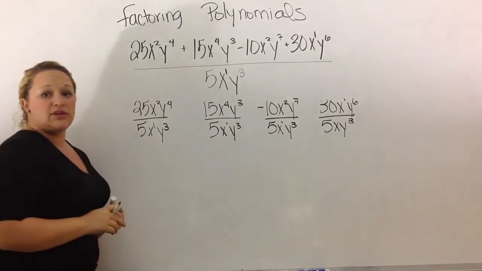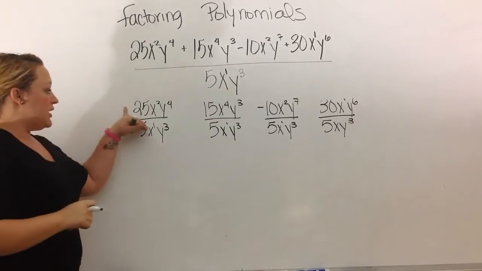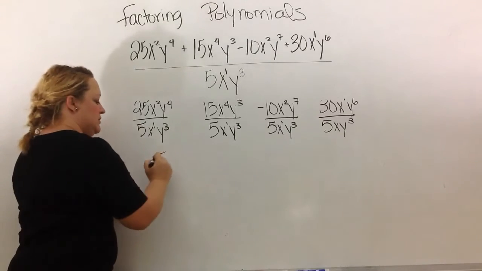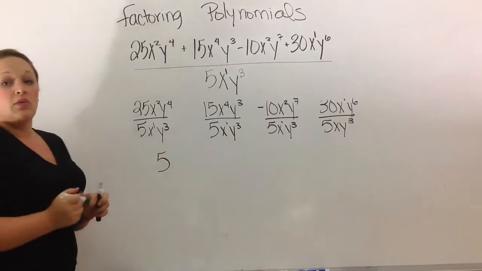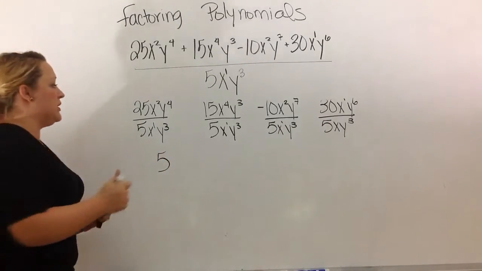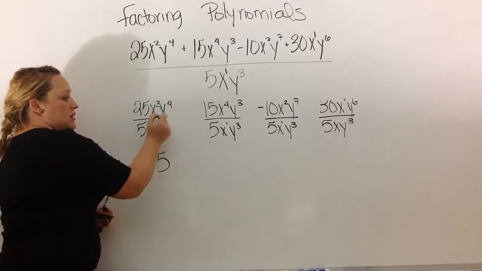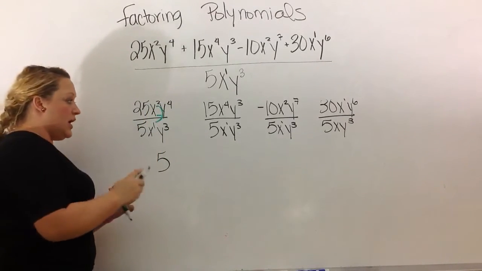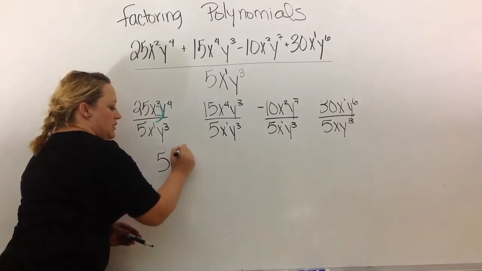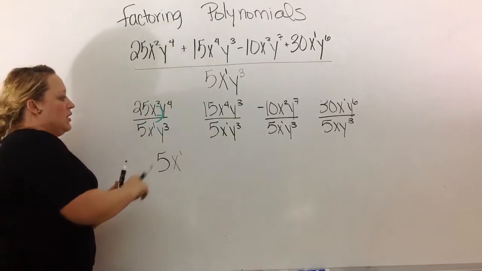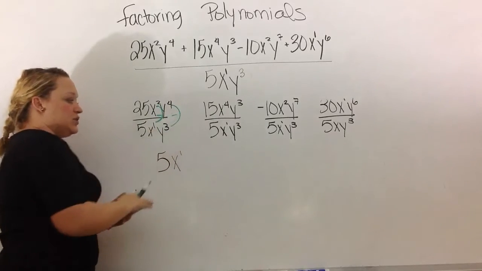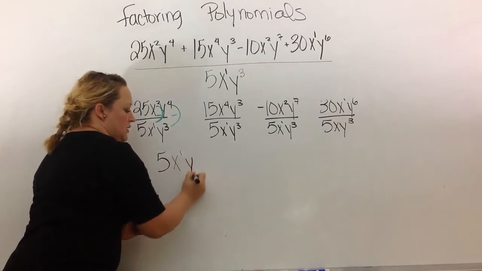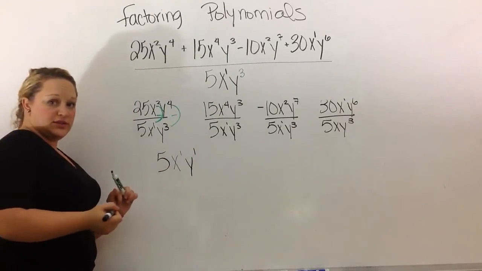So what we're going to do is we're going to divide the numbers. 25 divided by 5 is 5. When we divide with variables and exponents, the exponents actually subtract. So x2 minus x1 would just be x to the 1st. 4 minus 3 would give us y to the 1st.